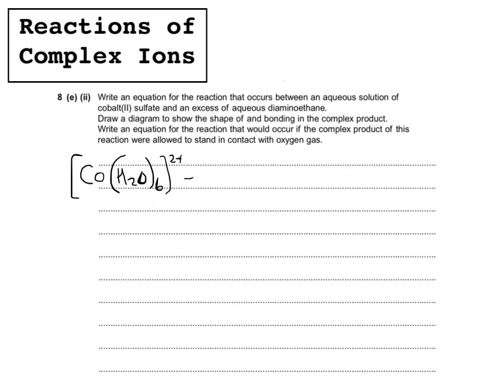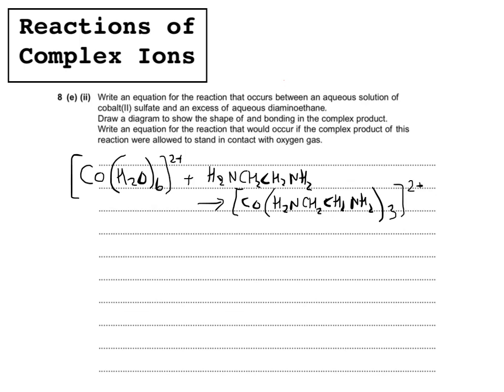2+. Plus diaminoethane, so that is your H2N, CH2, CH2, NH2. And because this is a 2+ ion, it's going to do ligand substitution. So what you're going to make is cobalt, and then NH2, CH2, CH2, NH2, and this is a bidentate ligand, so you're going to fit 3 of these around the cobalt. Still going to be 2+ because the diaminoethane is neutral, and you're going to form 6 waters as well because they've been knocked off.